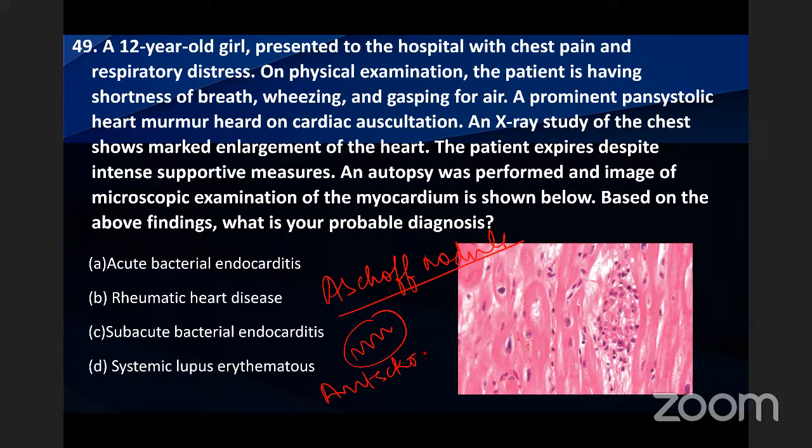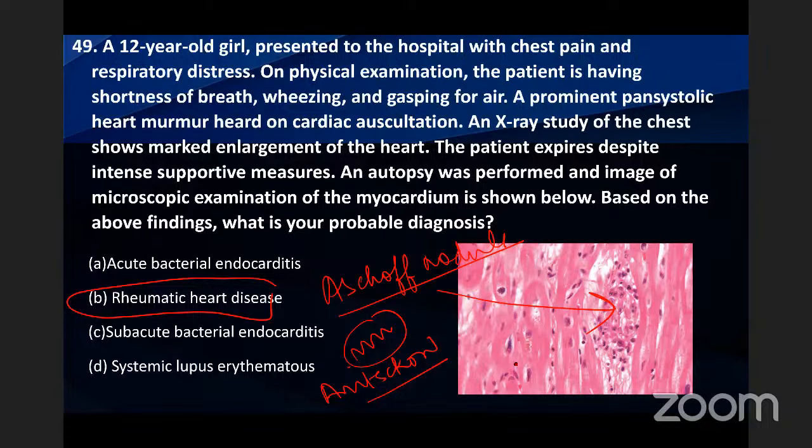Anitschkow cells are nothing but modified macrophages of the heart, and you have to remember they are seen in rheumatic heart disease. When they fuse together, they can form giant cells, and there will be lymphocytes also collected here. So these are your Aschoff nodules, which should be clear. In the heart, you should remember rheumatic heart disease, Aschoff nodule is very characteristic.